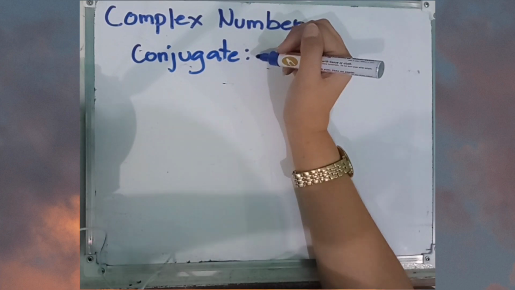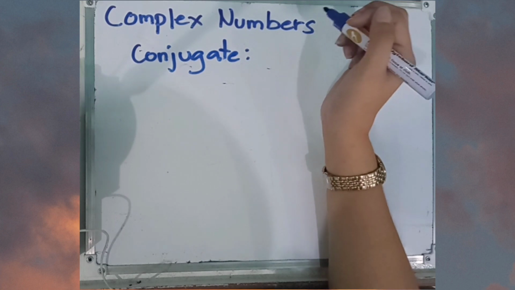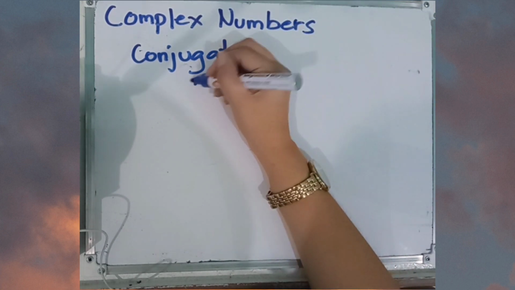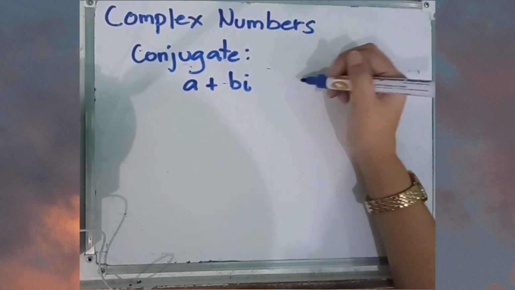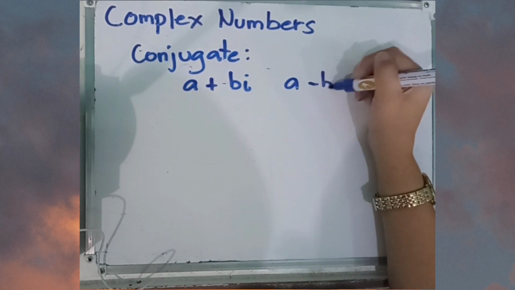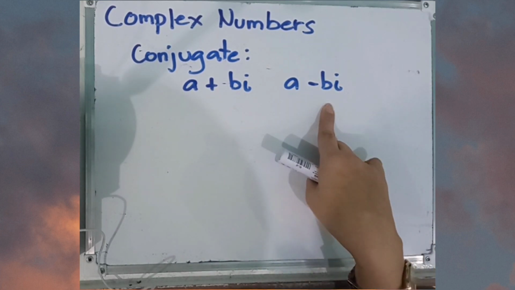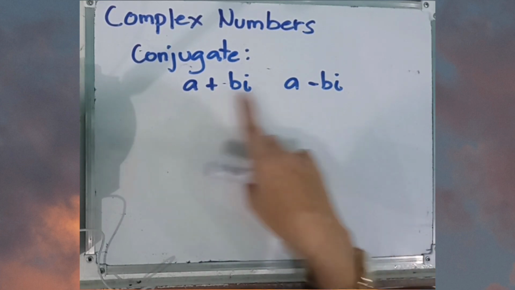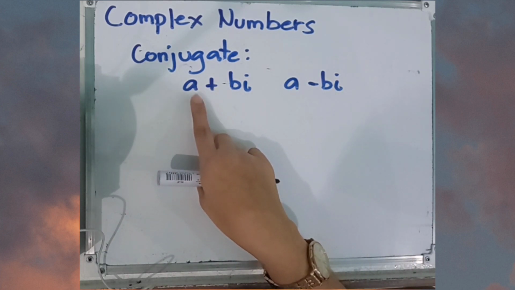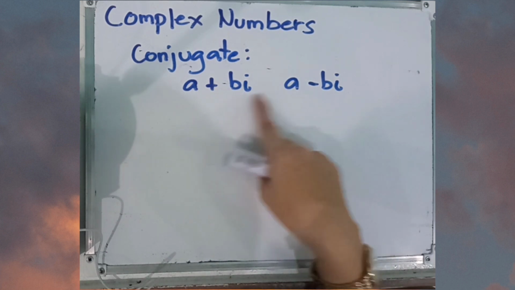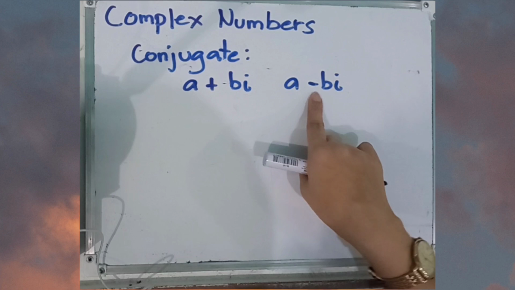Next, let's talk about the conjugate of complex numbers. So what are conjugates? Let me show you an example. If we have a plus bi, the conjugate of that is a minus bi. So it's actually the same or the opposite of the complex number. It's the same real part, the same imaginary part. The only difference is the sign.